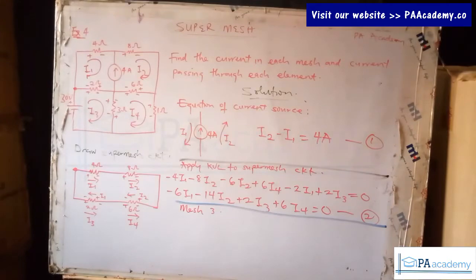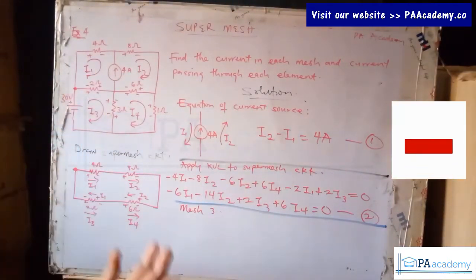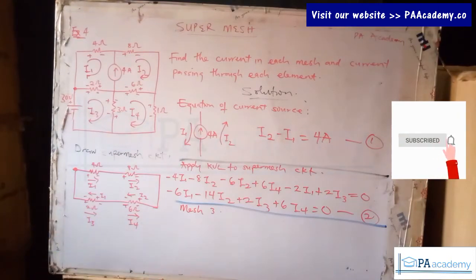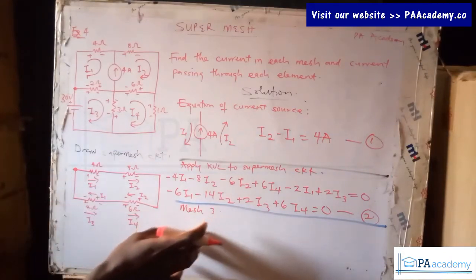So you have to be careful with some of these things so that you don't just make mistakes, because one thing about all of these things is once you make a mistake in a particular sign, where you have positive and you put negative, then you're going to get totally different answers. Alright, so let's continue, or let's start with mesh 3.